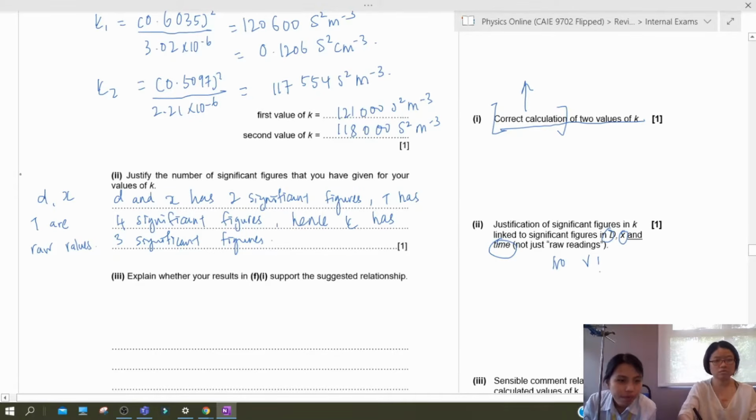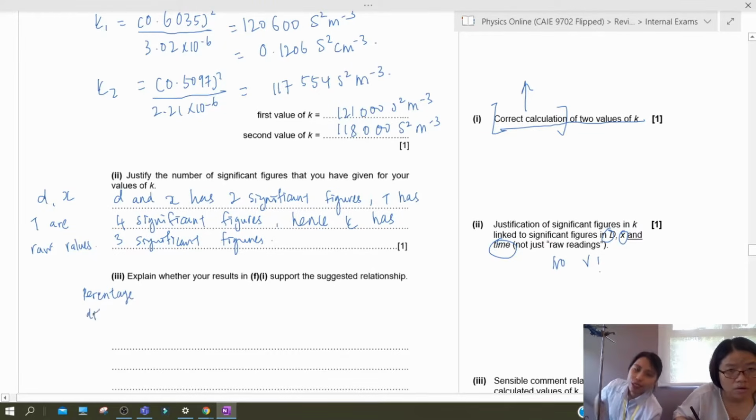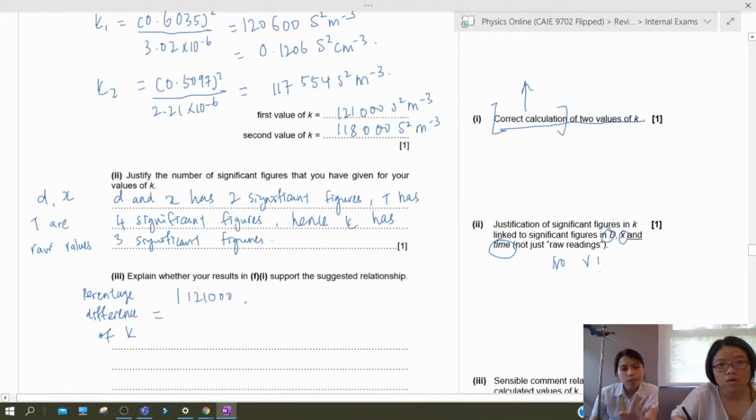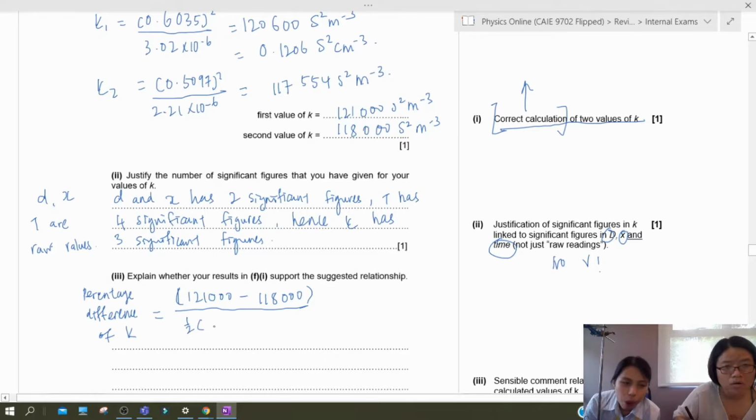Last one. Explain your result using the relationship. So for this one, all you need to do is, first step, calculate the percentage difference. Just now we say K should be the same, right? But they're not the same. Obviously, you see different numbers. So how different are they? So what you need to do is you take one value, rounded nicely, minus the other value. Just take the bigger one minus the smaller one. Divide by the average. That will be your percentage difference in K value.